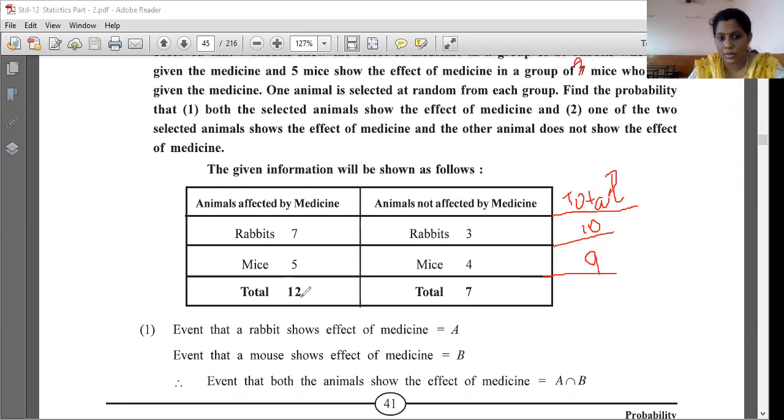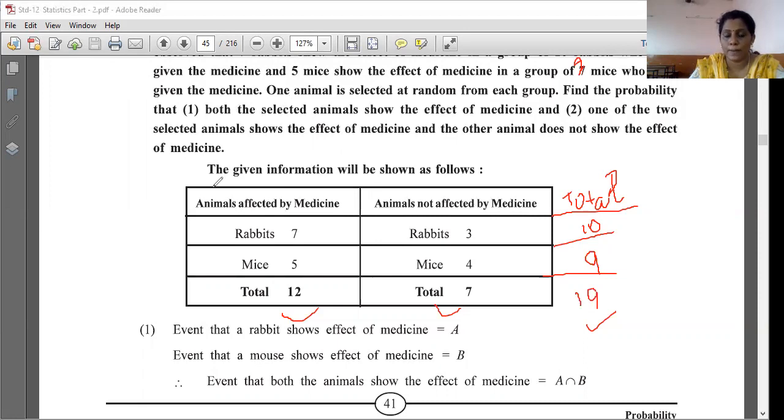So the total comes to 19. है ना? इंटरसेक्शन करके देखो. 7 plus 5 is 12, 3 plus 4 is 7, and 12 plus 7 is 19. And 10 plus 9 is also 19. Total हो गया ना tally, right? Now what you will be doing? See, these are the informations given, and the condition first is, what is the first condition?